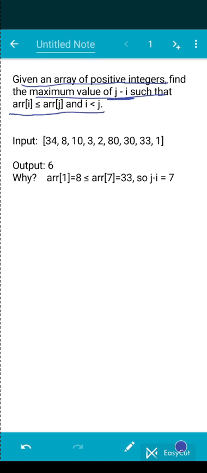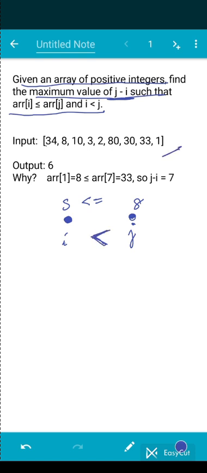So what does it mean? It means that we have two elements. This is smaller, this is greater, or maybe equal. And this element is at i, and this element is at j, and i should be less than j as well. So, can we try to figure out such pairs in this array?